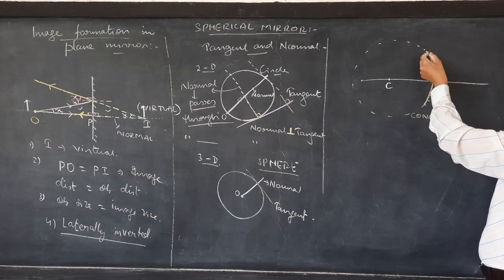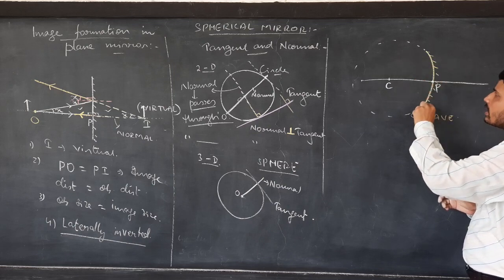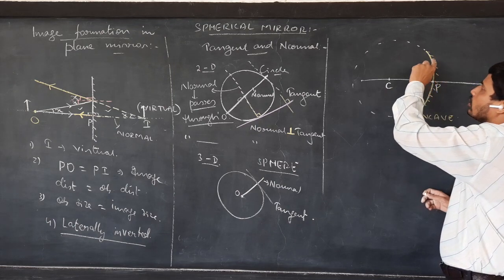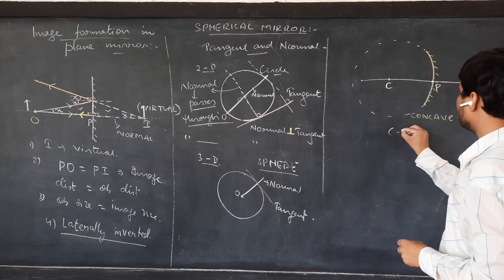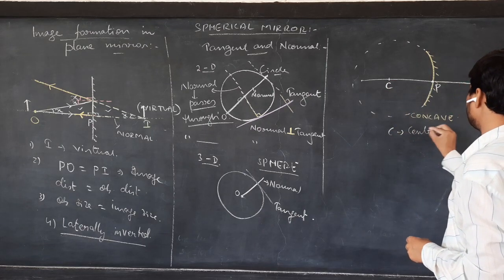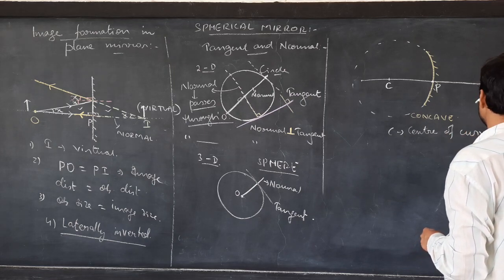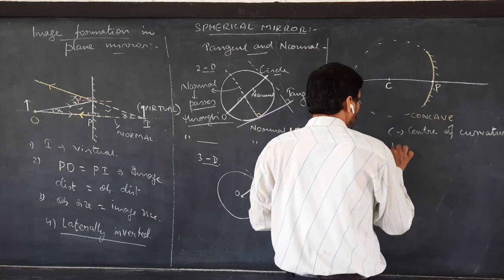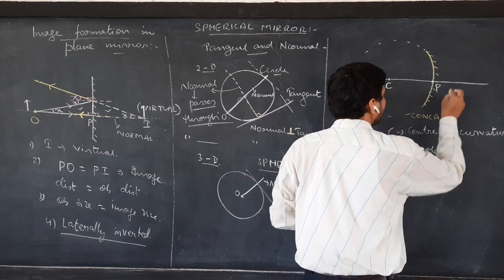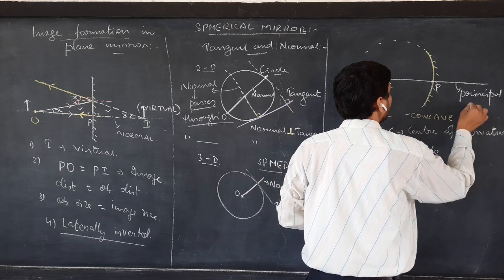And we have polished it on the rear side. And on the inner side, it is reflecting the light. So it behaves like a concave mirror. For this concave mirror, there must be some center. So if you complete this sphere, it has some center. So this point C we call the center of curvature. Now these are some terminologies which you also know. C is called the center of curvature. P we call the pole. And this line we call the principal axis.